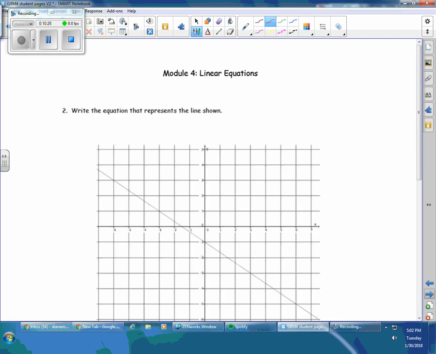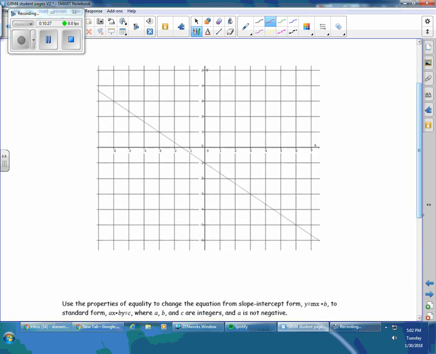So the next one, writing it in slope-intercept form, that I want you to master before you leave me. So please make sure you're identifying your y-intercept and your slope, and you're writing the equation in slope-intercept form. So pause the video and let's get going.